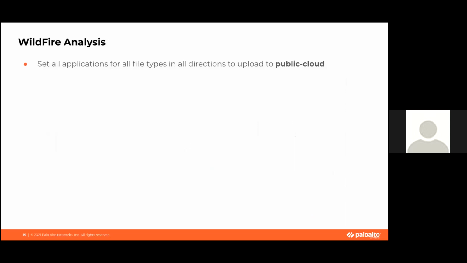When it comes to Wildfire, it's pretty simple. The Wildfire profile itself is very simple. The recommendation is for all applications and all file types in all the directions, upload to public cloud. The reason for this is you always want to have maximum protection. Every file that the firewall can detect where a Wildfire profile is attached, it will check if it's a known or an unknown file. If it's an unknown file, it will send it to Wildfire Cloud for further analysis. And then Wildfire can provide all sorts of protections based on this.